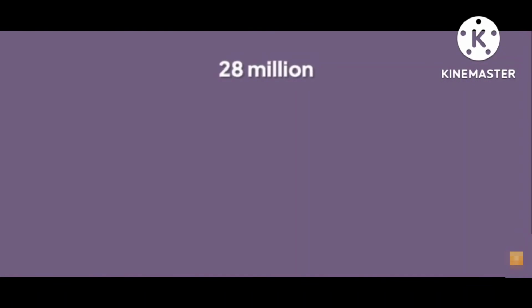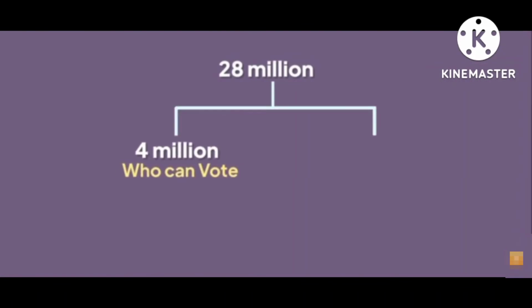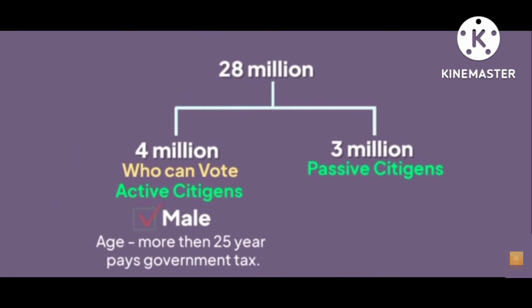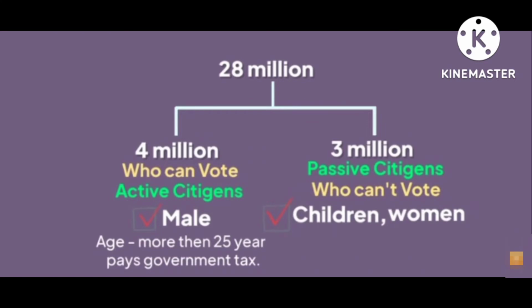Now, as time passed, the population of France grew to 28 million, in which 4 million people were the males who were called the active citizens, who were allowed to vote, and they were above 25 years of age. And the 3 million people were called the passive citizens, who were children and females who were not allowed to vote, and they were below 25 years of age.